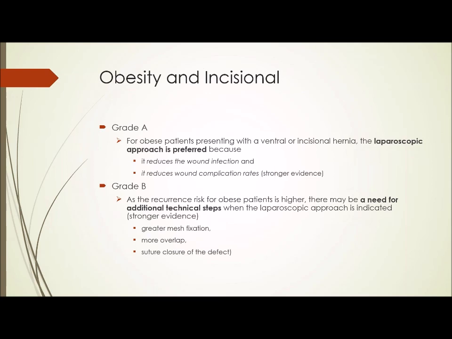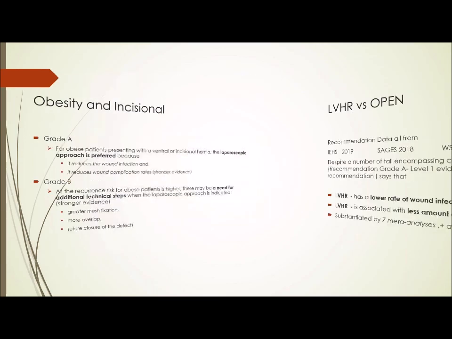What about obesity and incisional hernias? Grade A recommendation. That means the laparoscopic approach should be the preferred approach. Why? Because the infection rate in this case is very high. Grade B recommendation, the need for additional technical steps are always there in a severely obese person. The technical details are important. The technicality is difficult. Putting in a mesh is difficult. Fixing the mesh is difficult. Everything is difficult, right? The overlap has to be much more difficult.